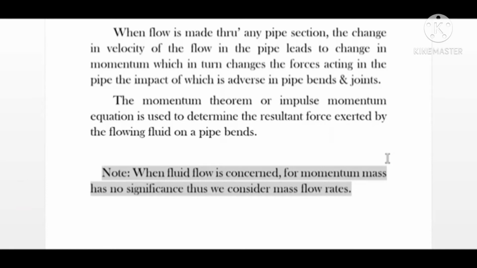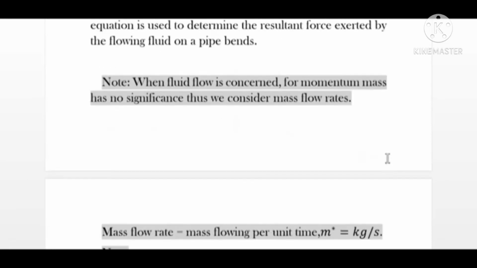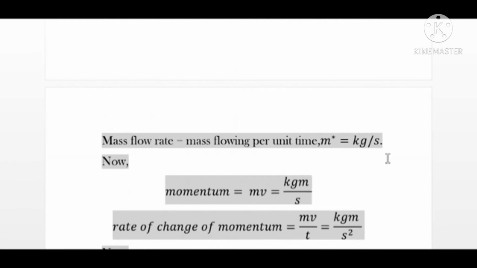Thus for a flowing fluid, we consider mass flow rates. What is mass flow rate? Mass flow rate is nothing but mass flowing per unit time, and I have represented it as m star. It will have units of kg per second because it is mass per unit time.